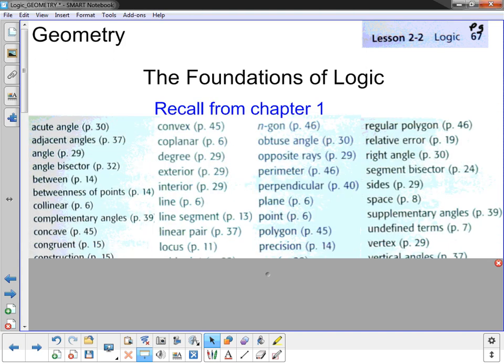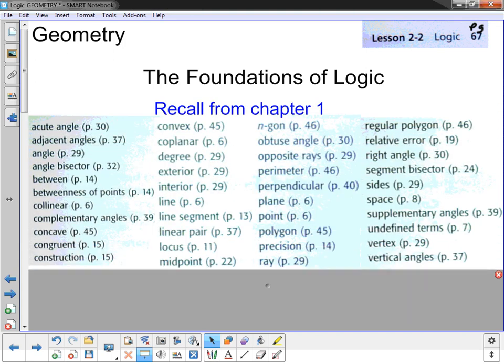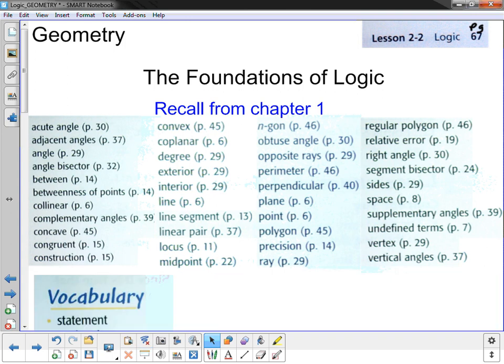Okay, first thing I want to talk about. We want to recall from chapter 1. We have all these different terms. We want to make sure we know the definition of all these different terms. You have to understand these terms a little bit. Look at this list. If you know what every one of these words means, you're good. Move right on. If you don't, you might want to go back and check on some of them. Hopefully quite a few of them you do know.